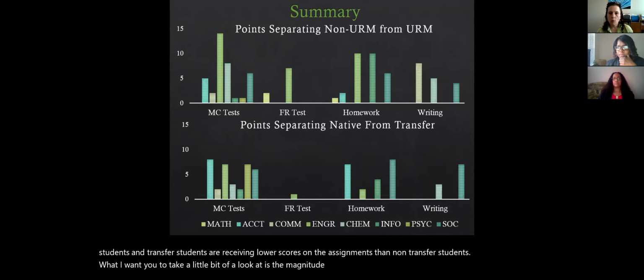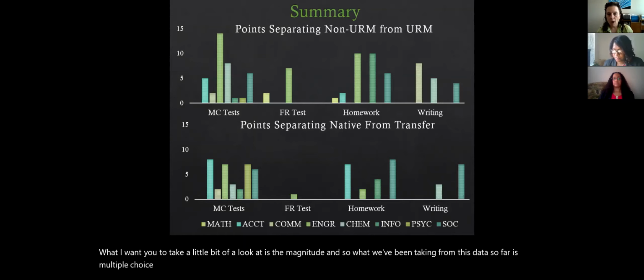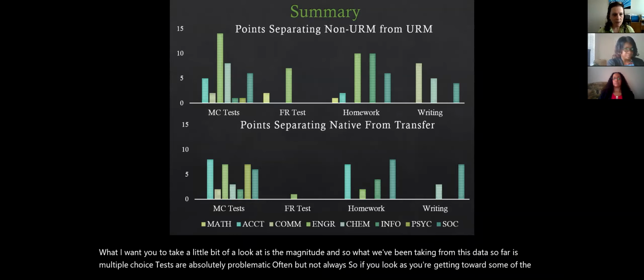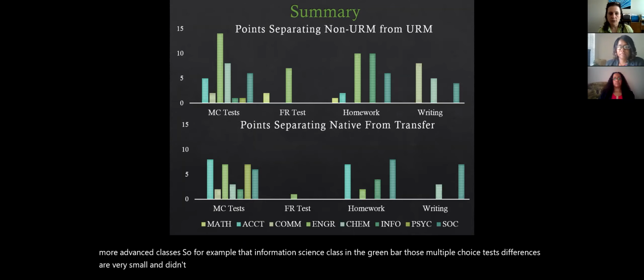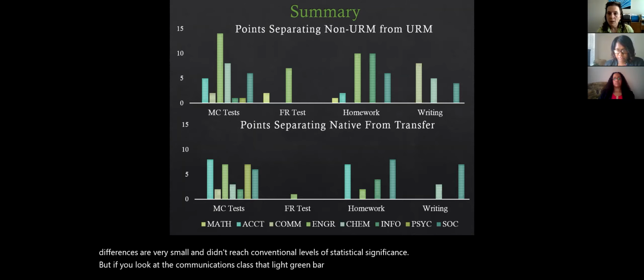What I want you to take a little bit of a look at is the magnitude. And so what we've been taking from this data so far is multiple choice tests are absolutely problematic often, but not always. So if you look as you're getting towards some of the more advanced classes, so for example, that information science class in the green bar, those multiple choice test differences are very small and didn't reach conventional levels of statistical significance. But if you look at the communications class, that light green bar, those differences were enormous. So multiple choice tests absolutely seem like they're problematic to us.